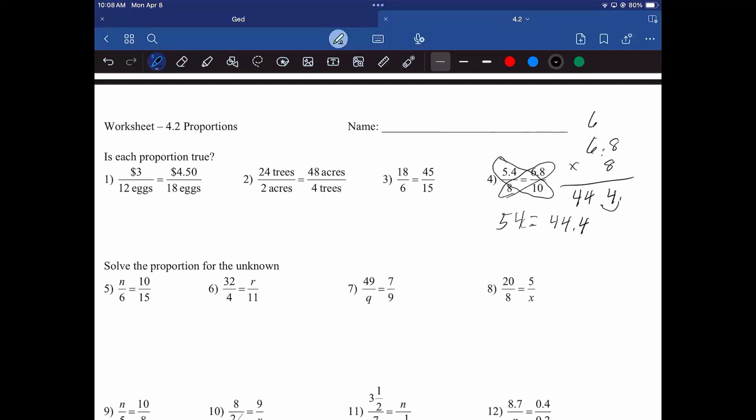No, that is not a true statement. That is false, a fallacy. That's not true. So we can say, no, that one is false. And just to double check, we'll check with the calculator, 6.8 times 8. That's what I thought. That's what happens when I do math in my head.